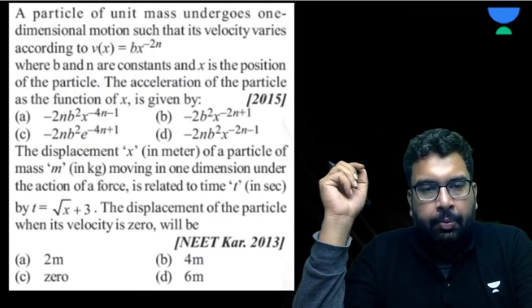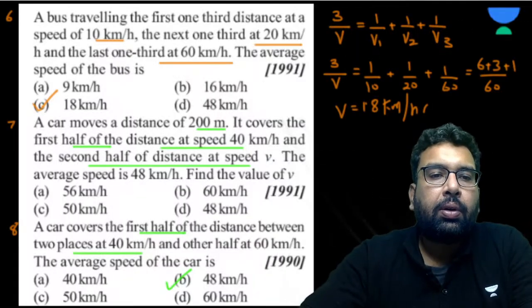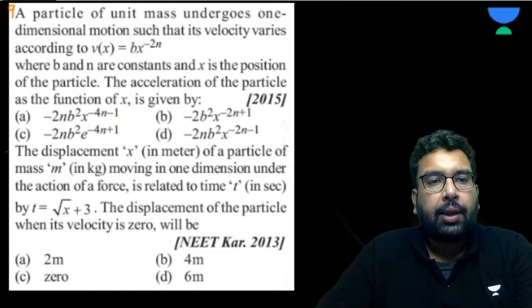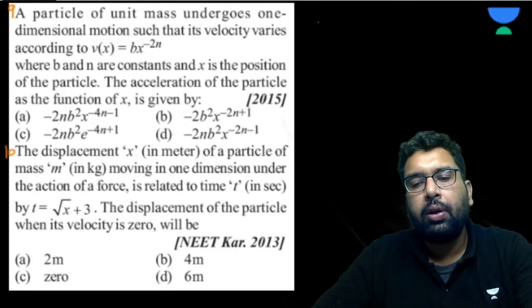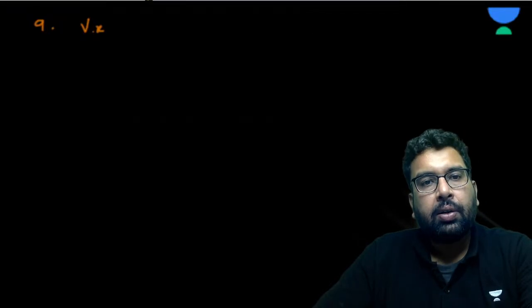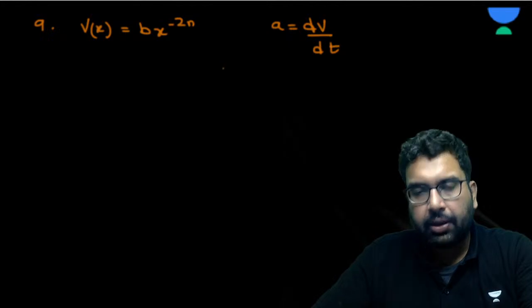Okay, so the first question I am doing. This is question number 9 and 10. It says a particle of unit mass undergoes one-dimensional motion. For question number 9, it says v(x) is equal to b x to the power minus 2n, and we are supposed to find the acceleration. So acceleration is what? It is dv by dt.